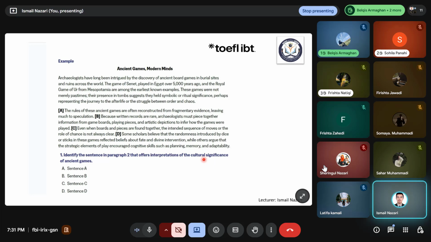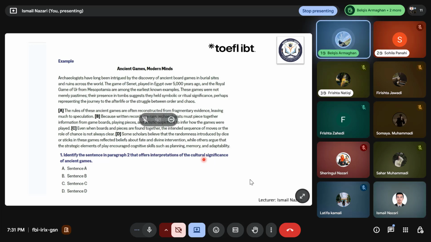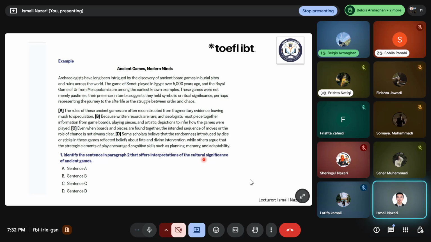Okay, Miss Bilqis, what's your choice? Teacher, I think option D is correct because it talks about the cultural significance, or overall it talks about the significance of ancient games, and those other 3 options, they don't. Mm-hmm. Very good.